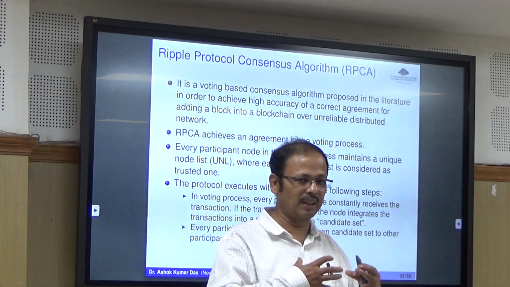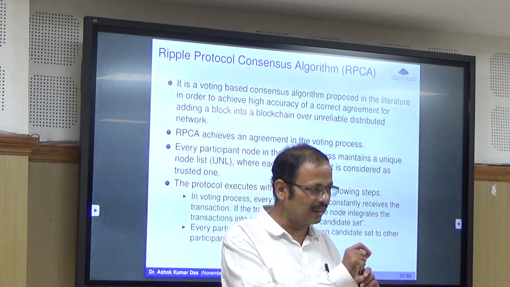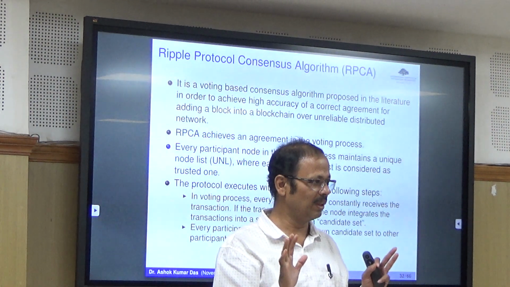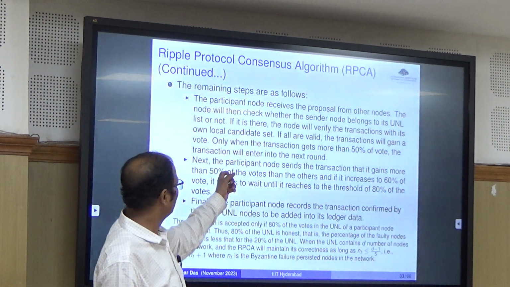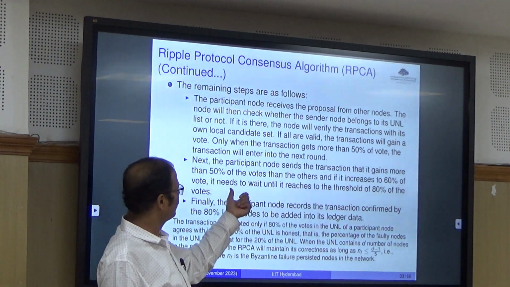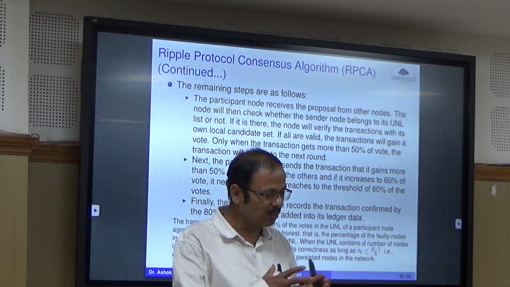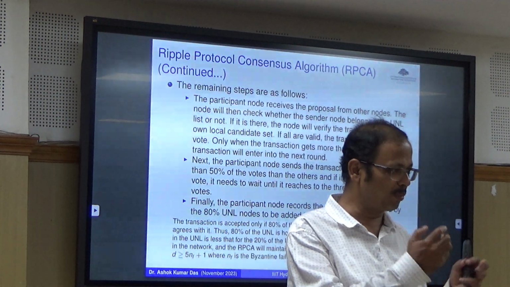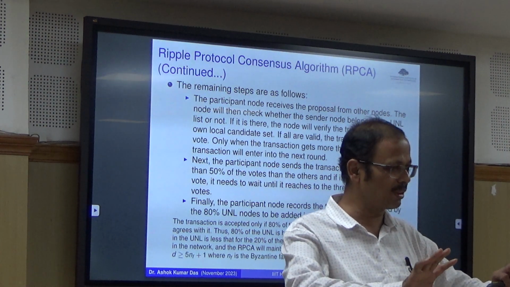So once I broadcast the candidate list to others, what will the others do? They will validate whether the candidate list transactions are also contained in the local candidate list of all valid transactions. If so, the participating node sends the transactions that get more than 50% of the vote to the others, and tells that the transaction has entered the booking process.